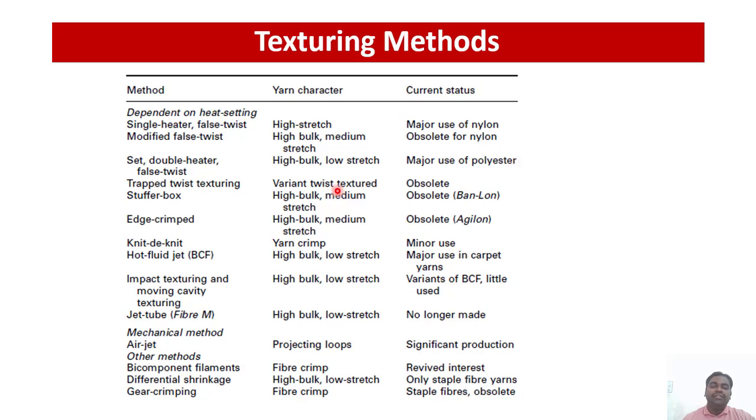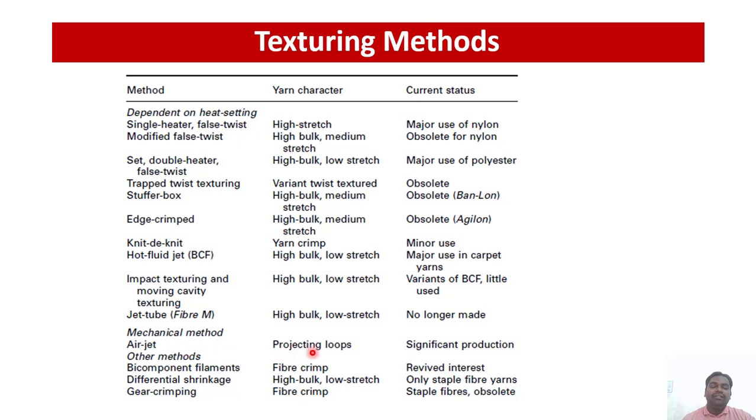Similarly, there are different methods by which different yarn characteristics can be made. For example, the stuffer box method gives high bulk and medium stretch yarn. Similarly, edge crimp yarns also give high bulk and medium stretch, but these two methods are obsolete nowadays. Nowadays, we basically use the false twist texturizing method and the air jet texturizing method.